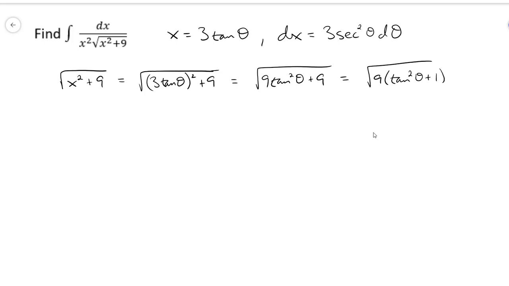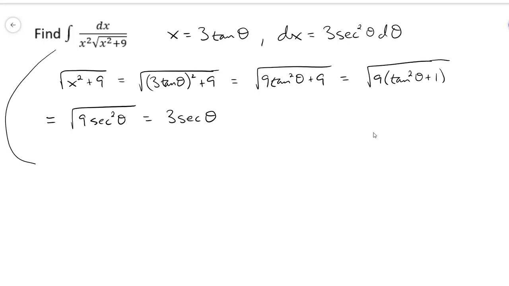and then you can factor out the 9 from under the radical, leaving us with tan squared theta plus 1 times 9 under the radical. Change the tan squared theta plus 1 into secant squared theta, and so we get 9 secant squared theta. Take the square root of that and we're left with 3 secant theta.